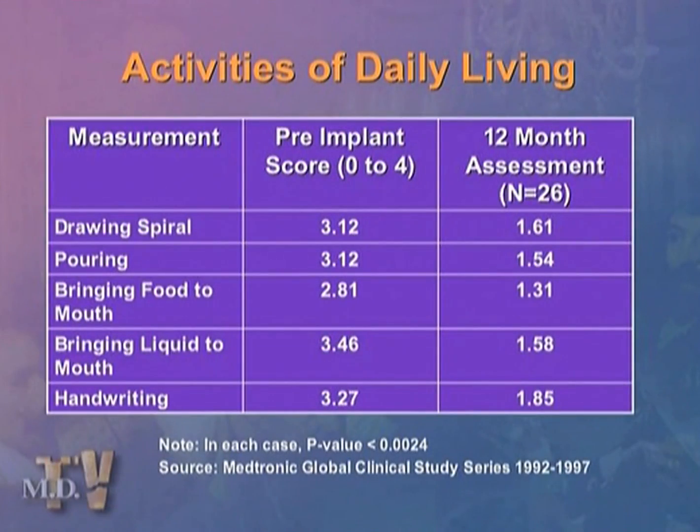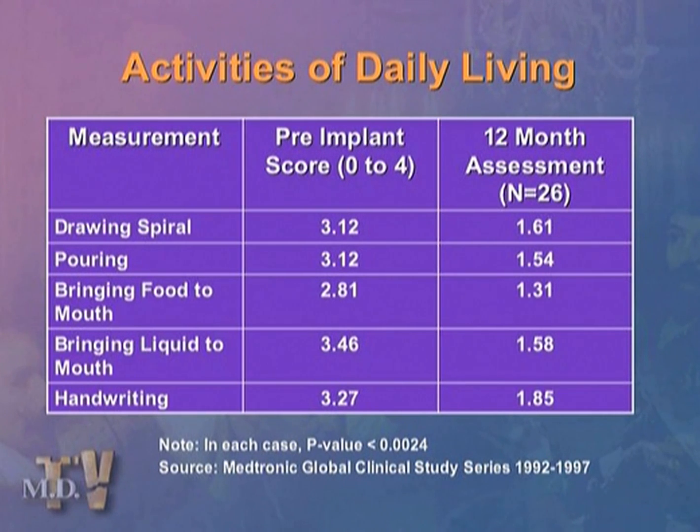Now, what are the benefits? The activities of daily living are improved in patients who have the DBS in the thalamus for essential tremor. This is a slide that shows the measurements of how we monitor patients for improvement or impairment before the surgery. You can see drawing spirals, pouring water from a cup, bringing food to the mouth, liquid to the mouth, and handwriting.